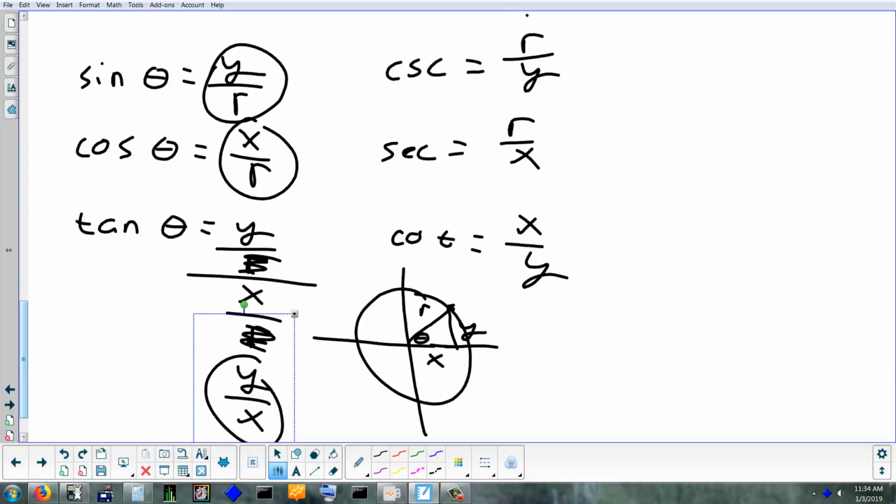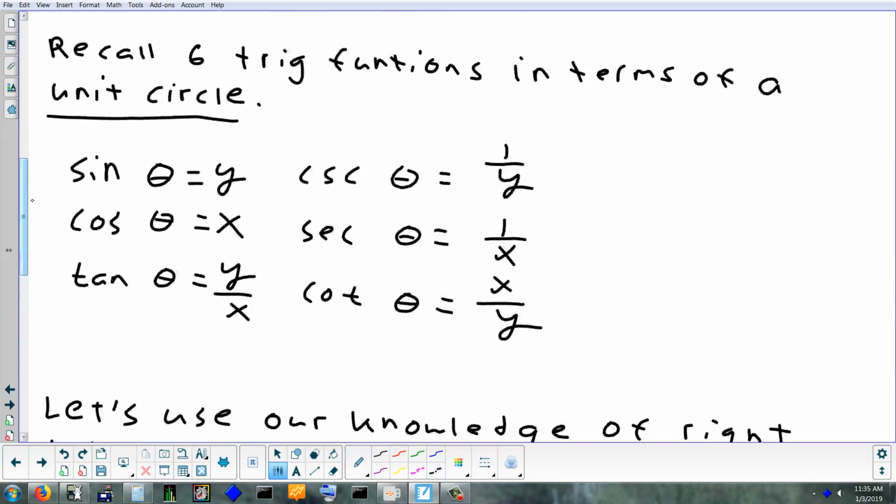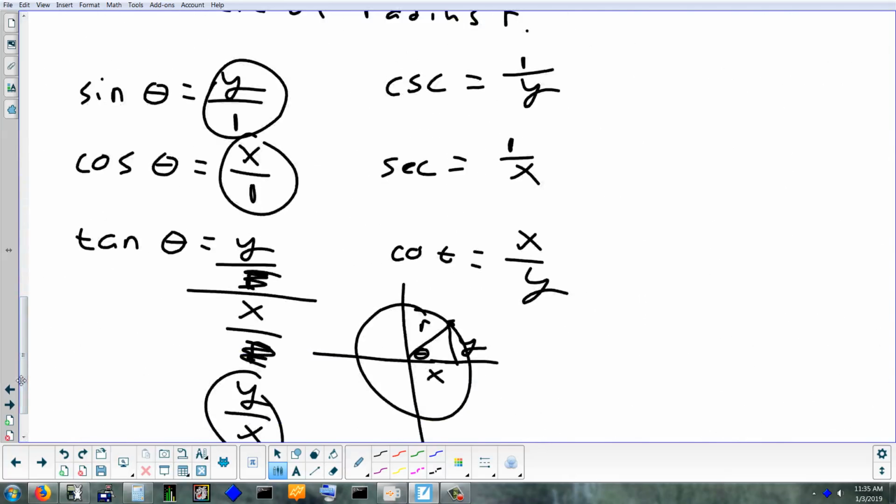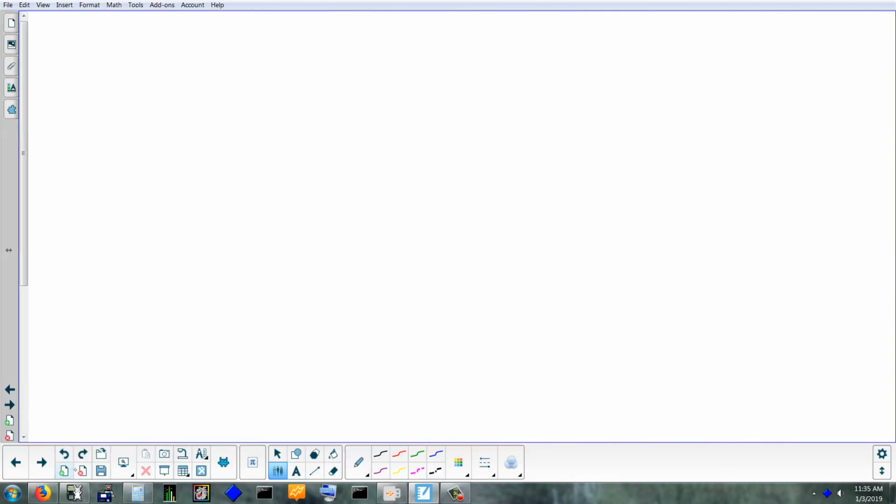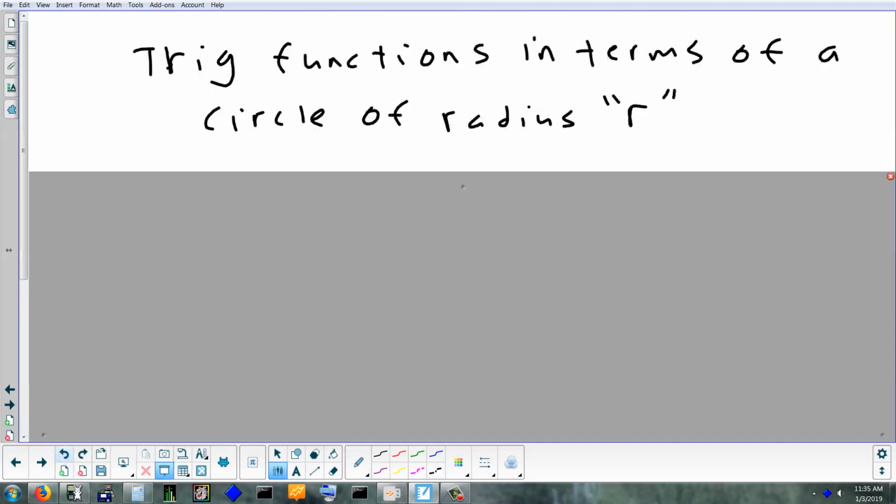Now, if you change all the r's to 1, okay, don't write this, but if you did, make all your r's 1s. Look what you get back. y over 1, x over 1, 1 over y, 1 over x. Those are the original formulas. So these formulas are really a special case of these formulas. It's just I let all the r's be 1 to make it easier at first.